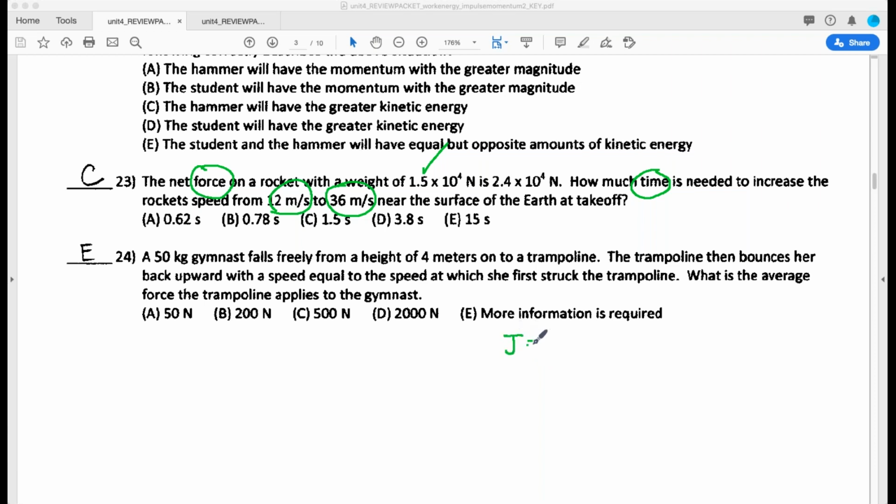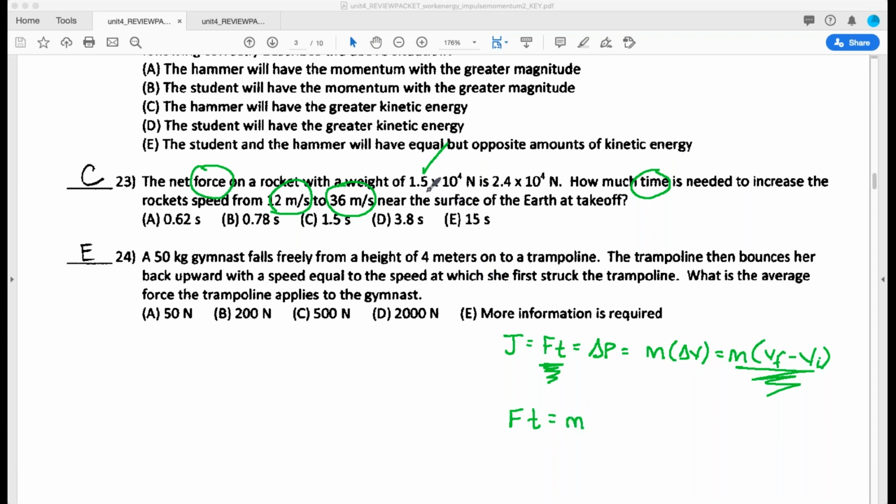I can say that impulse, which we know is force times time, I'm going to leave out my vector arrows, is equal to my change in momentum. And the change in momentum is equal to m times delta v, or I can write that as m times v final minus v initial. And so I'm going to pay attention to this term and to this term, because that's all stuff that I have. I have the force. It's 2.4 times 10 to the fourth. So I have that. I'm looking for time.